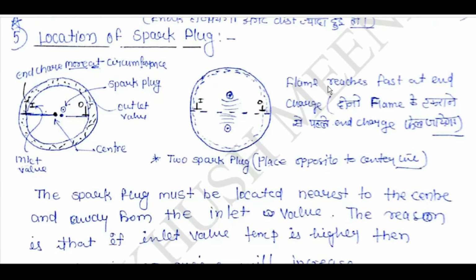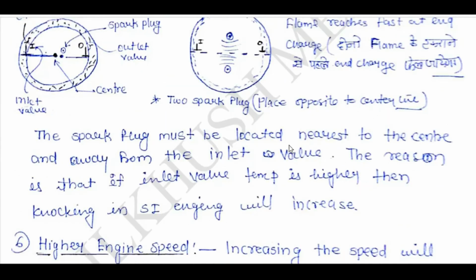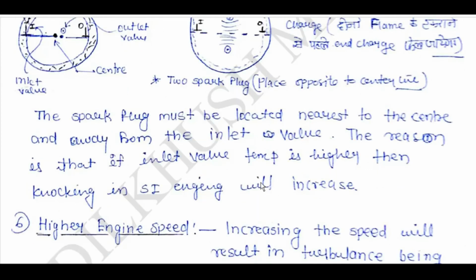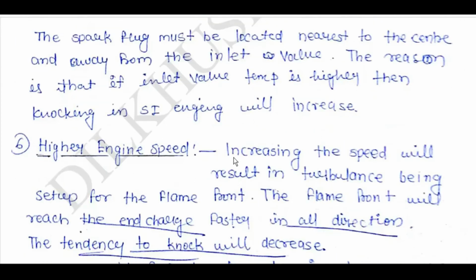Location of spark plug. Two spark plugs placed opposite to the center line. The spark plug must be located nearest to the center and away from the inlet valve. The reason is that if inlet valve temperature is higher, then knocking in SI engine will increase.